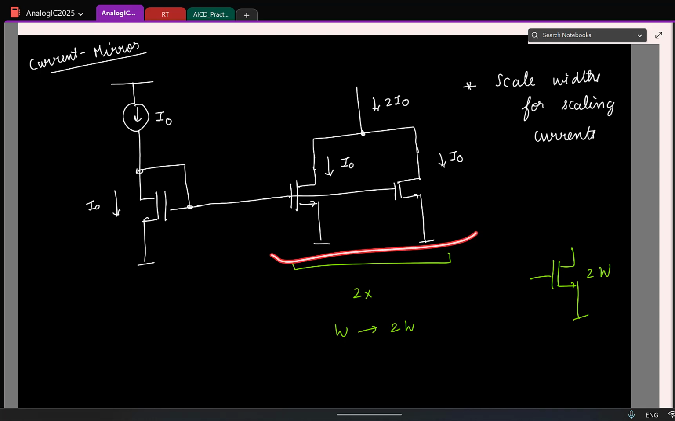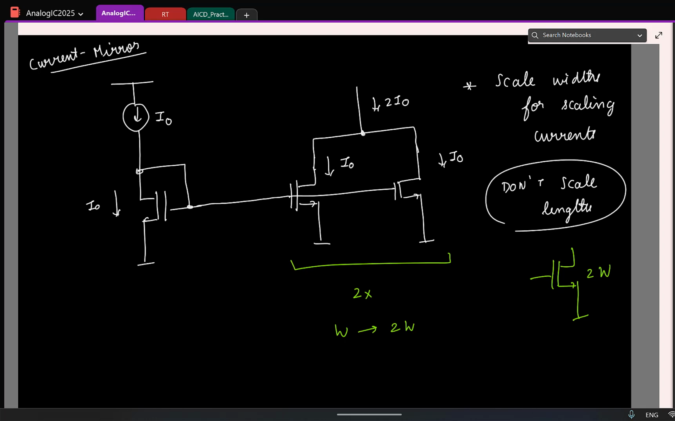This is as though you're putting multiple things in parallel. So scaling width will almost guarantee that the current is scaled. But that's not true with length. Sometimes people think that, but that is not fundamental, right? So don't scale length. We'll see in detail later, but anyways, just keep it in mind.